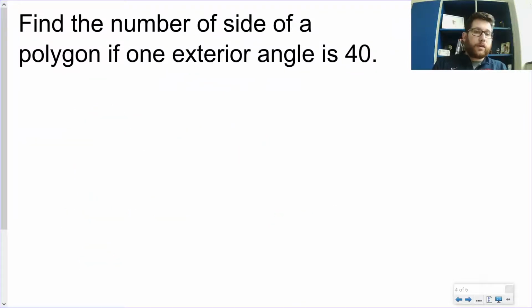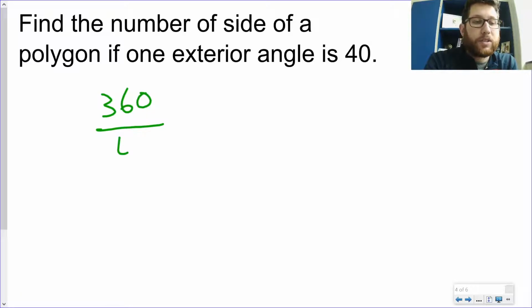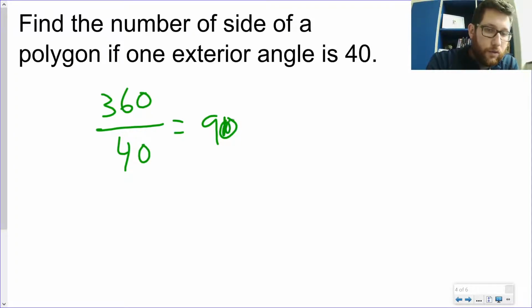So let's do another one here. If I'm looking for one exterior angle is 40 degrees, what I'm going to do is I'm going to say, okay, 360, and I could do the whole thing, but I know that I'm just going to do 360 divided by 40, is going to get me 9. There we go, sorry about that. And so which polygon has 9 sides? Well, that would be a nonagon.